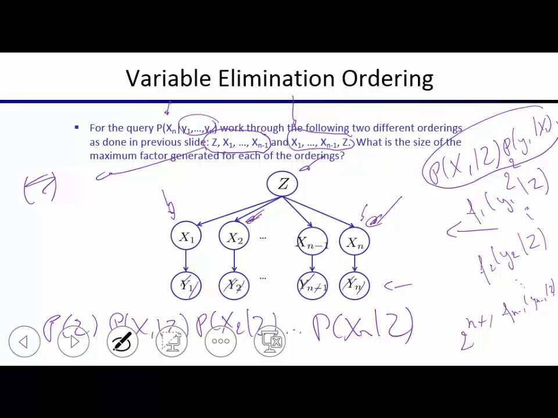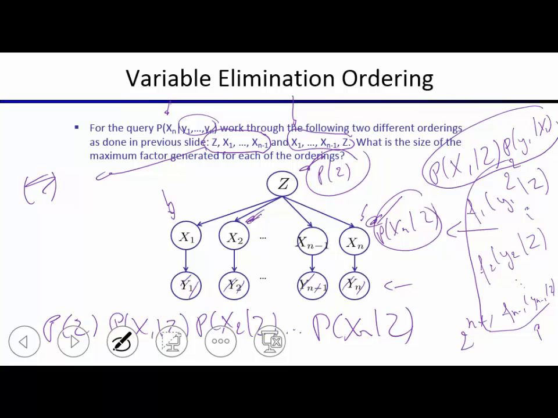Now let's think about what happens when we join on z. All these new factors have z in it. So we have n minus 1 factors there that involve z. In addition, we have pz still sitting around that involves z. And we have xn given z. So we'll have 1, 2, and then another n minus 1 factors for a total of n plus 1 factors that involve z.